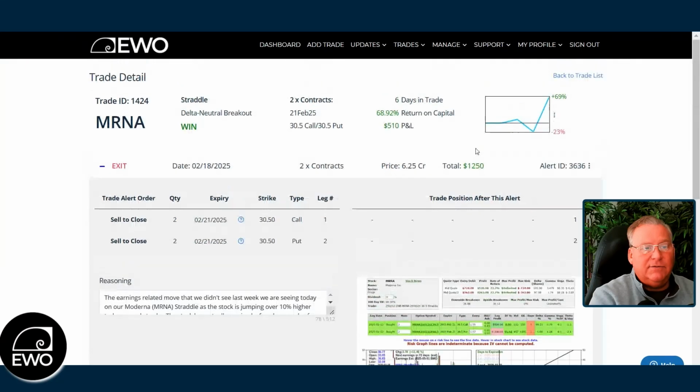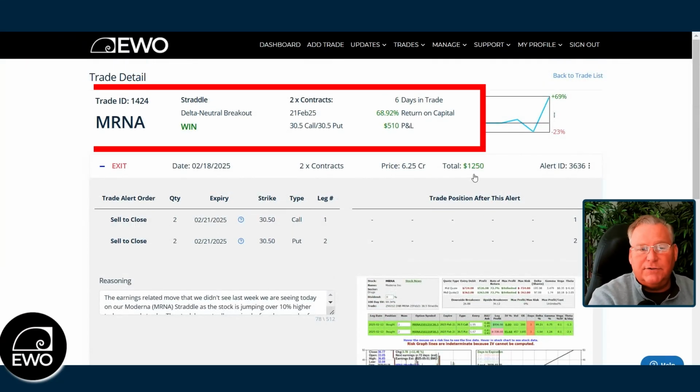We sent out the exit alert for $12.50. That's $1,250. You net out the debit of the trade, and the end result was a $510 profit and a 68.92% return in just 6 days. So 6 days of being in a trade and literally a 68.9% return on your risk. That's a pretty good move.